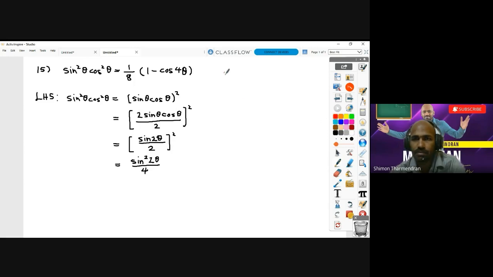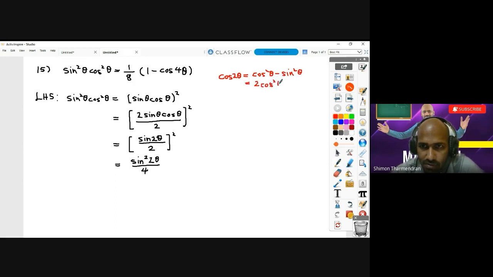Now we go back to a bit of detail on double angle. Cos 2 theta has three answers. One is cos squared theta minus sine squared theta. Another one is 2 cos squared theta minus 1. And then another one is 1 minus 2 sine squared theta. Okay.